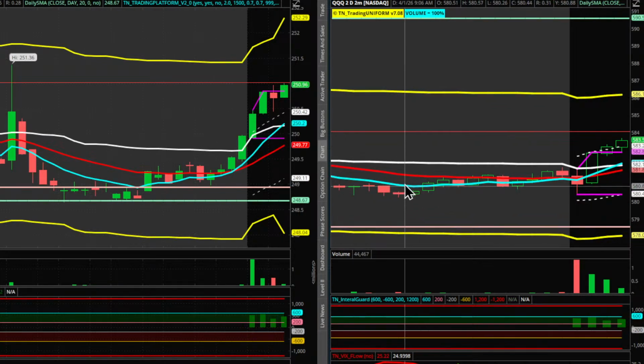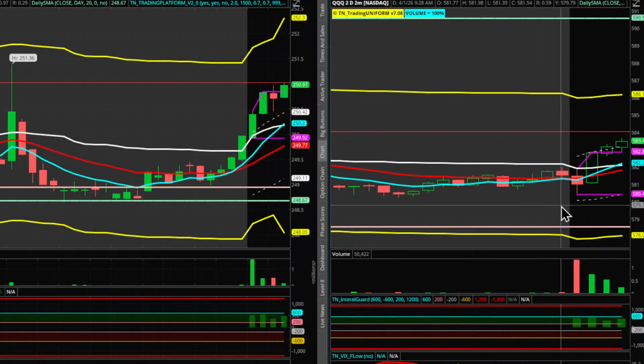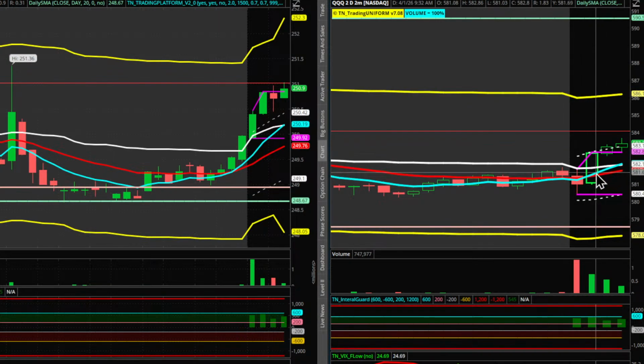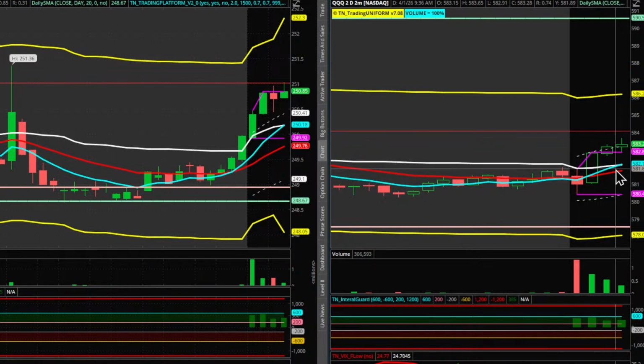For those who are new to the channel, let me quickly go through all these plots, these lines here. The yellow lines are the VWAP stretch upper band, and the lower one is the lower band. The white line is VWAP. Then you have the cyan color, which is the EMA 9, and the red line here is the EMA 21.